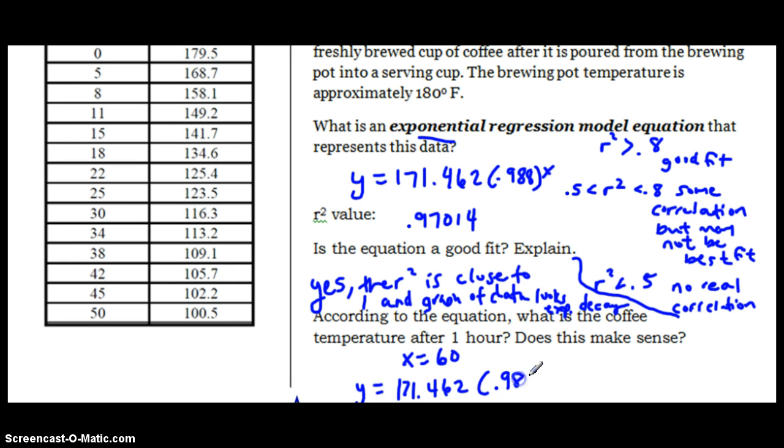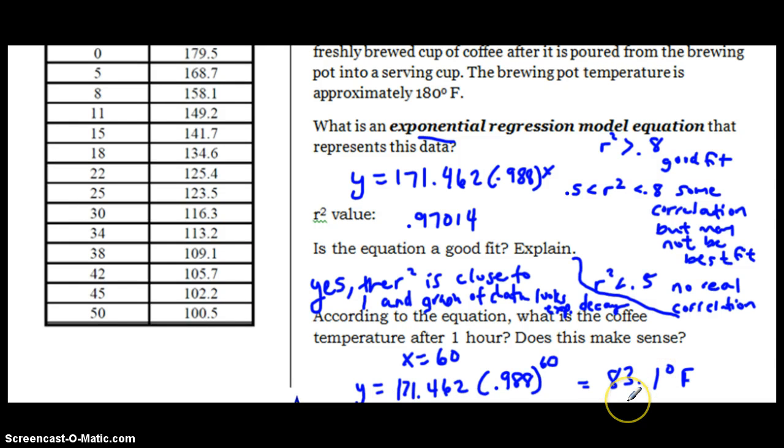And remember, this 0.988 is the only thing to the 60th power. So it's best in your calculator to do 0.988, carry it to the 60th, and then multiply that by the 171.462. So go ahead and pause the video and try that and come back.